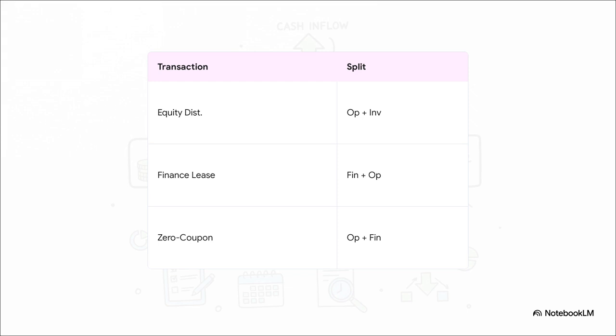Listen, treating a full finance lease payment as operating is a classic, critical pre-ASC 842 error. Do not make that mistake. Same goes for a zero coupon bond. You settle it, you've got to split the accreted interest, which is operating, away from the principal, which is financing.